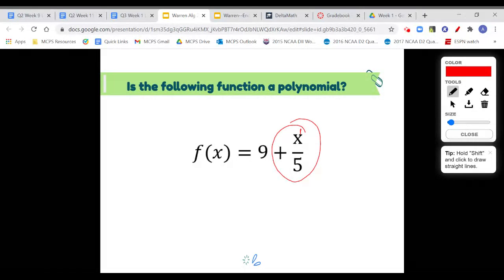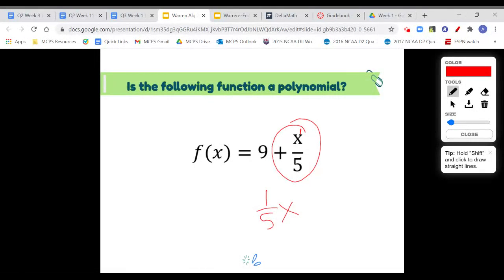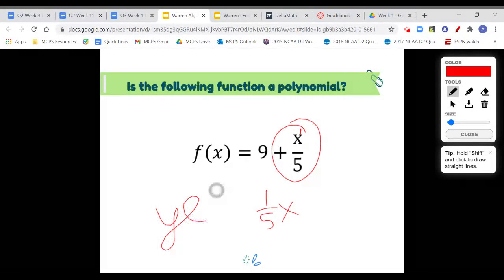So having x there is fine. And I divide by 5. That is the same as saying 1/5 times x, right? So dividing x by a number is the same as just having a coefficient. And obviously you've seen all these examples had coefficients, so that is totally allowed. The only issue with the fraction is if the variable is in the denominator, or in other words, the bottom of the fraction. Since it's not here, this is, in fact, a polynomial.